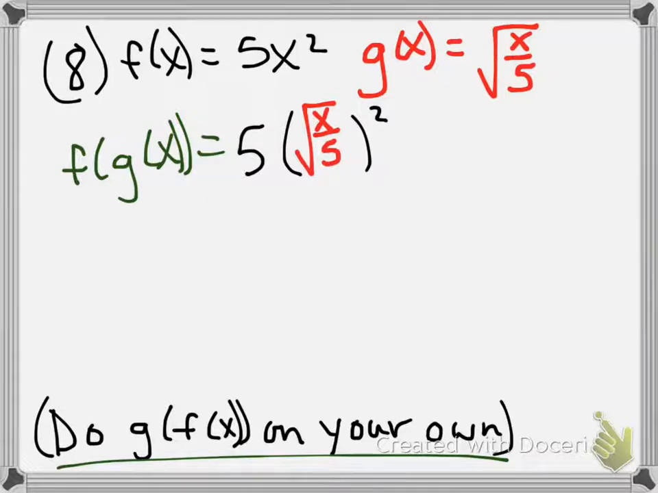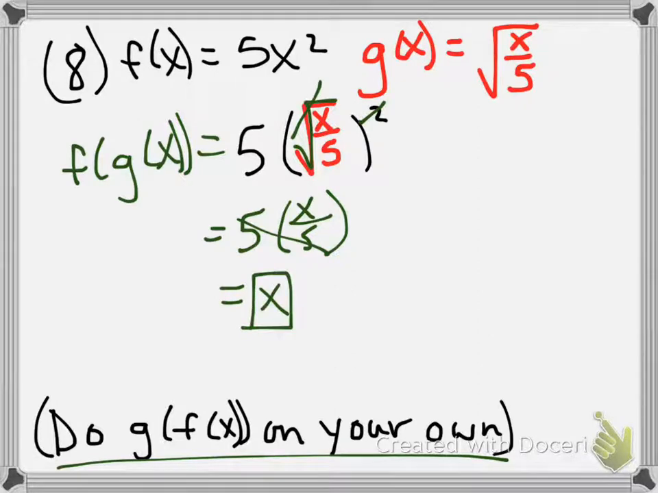So this is a square root that is squared, and squaring a square root cancels. What does that leave me with? 5 times x over 5. The 5's are going to cancel, and what does that leave me with? X, which is what's supposed to be. Now you're going to do the g of f of x part on your own, and you can check with me.